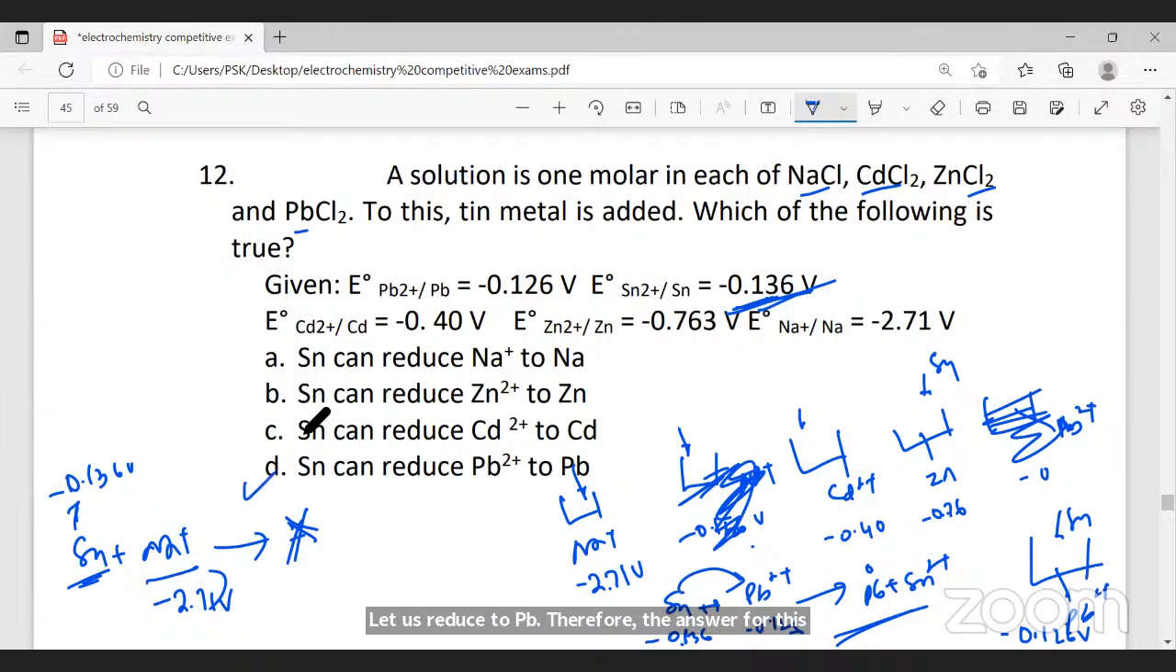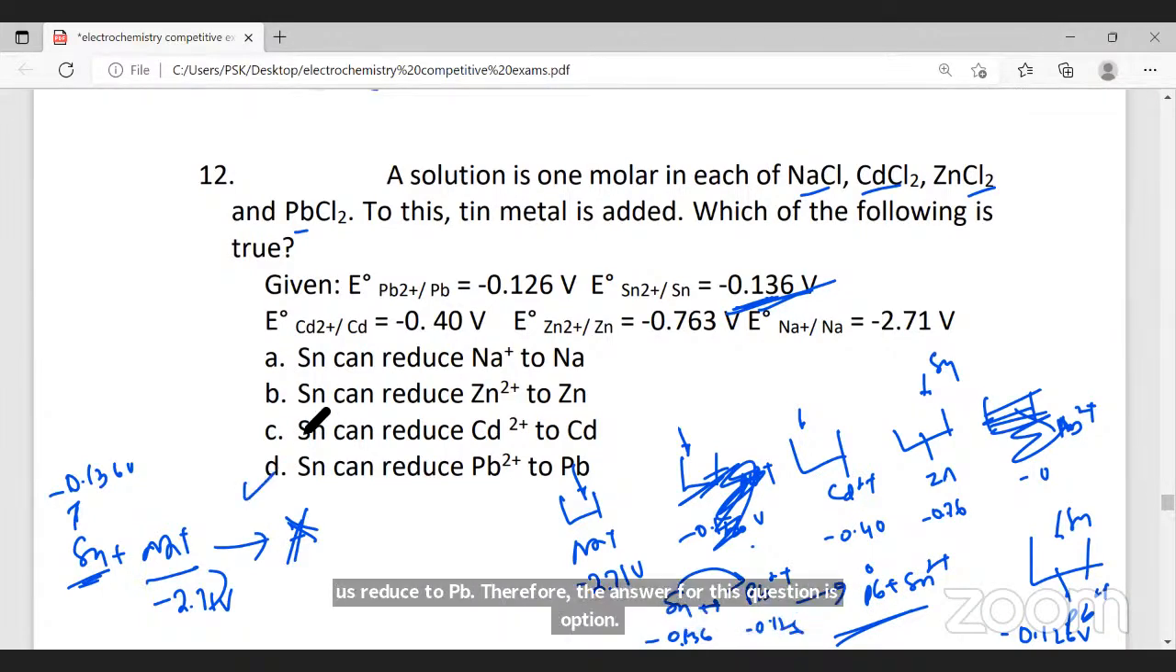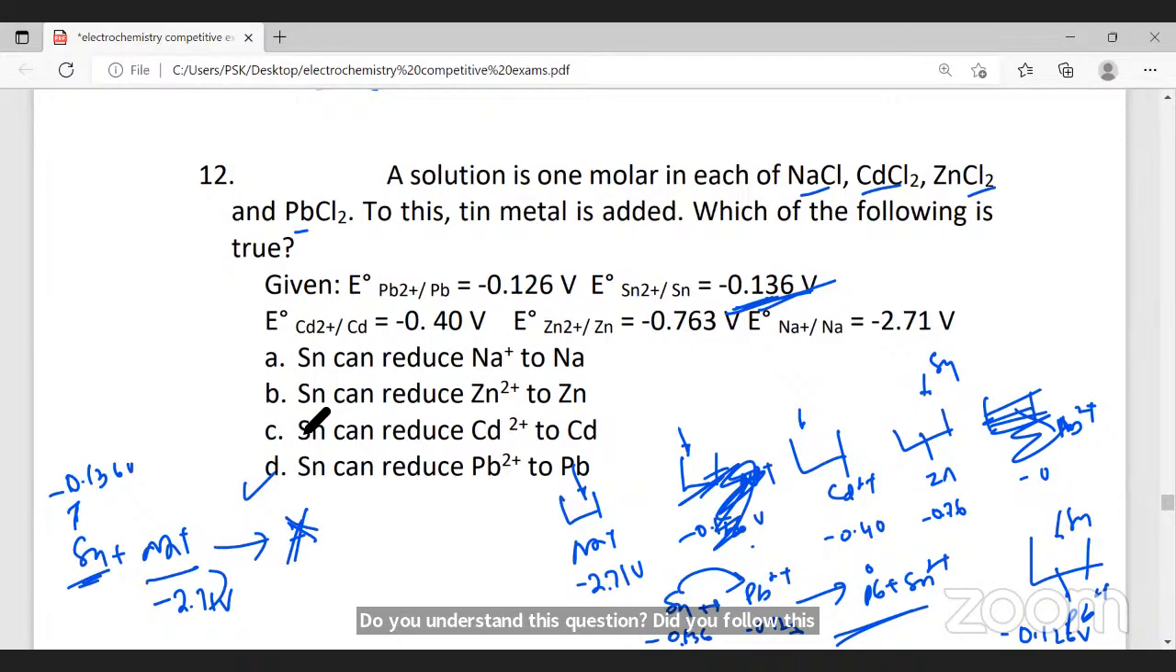Do you understand this question? Did you follow this? Yes, sir. See, larger the negative potential, greater the reducing agent. So here, tin is having larger negative potential only compared to lead. Therefore, tin will reduce only lead, not other ions. Hence, the answer for this question is option D.